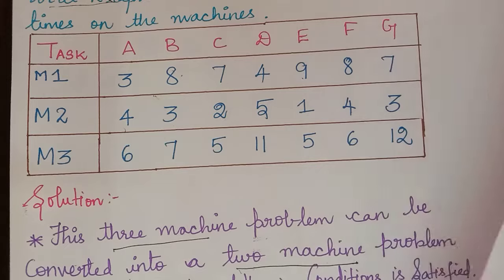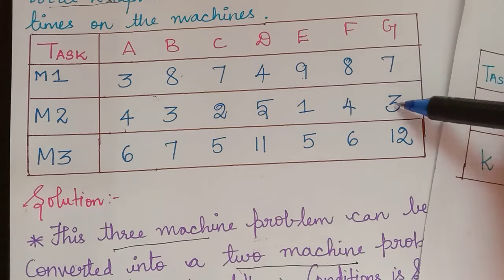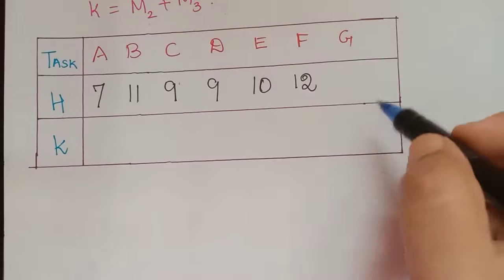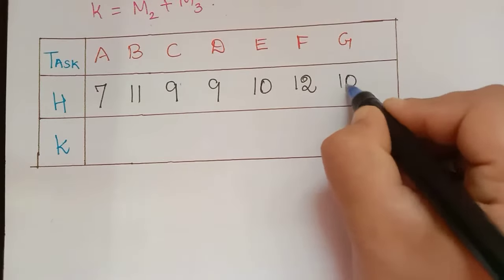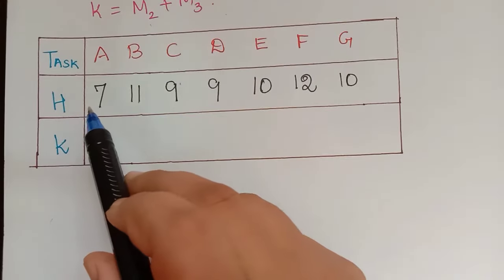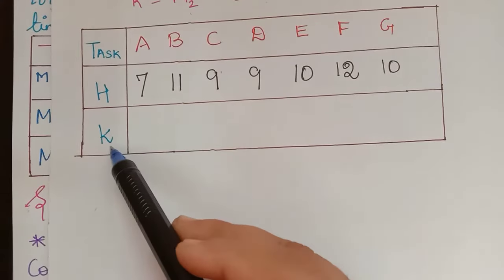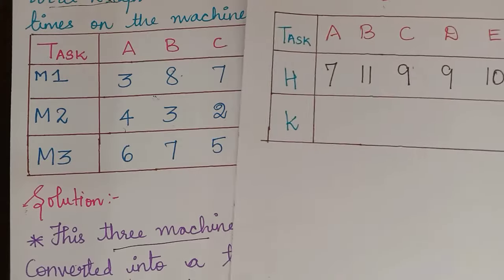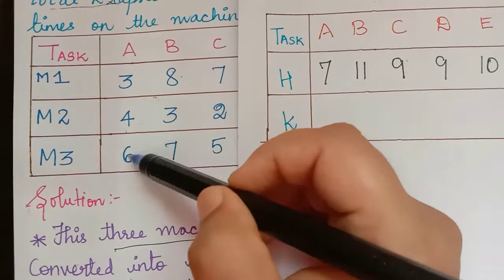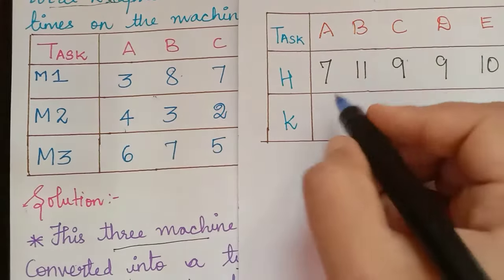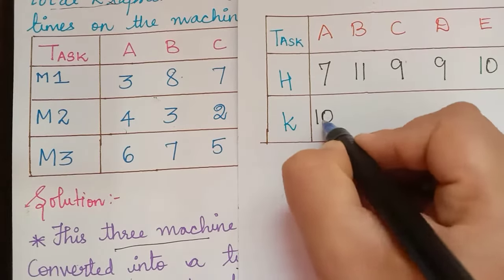So 12. And finally for G, it is 7 plus 3, which will be 10. So we have found all the processing time for mission H. Next, in a similar manner, we have to find all the processing time for K, for which we have to add mission 2 and mission 3. So 4 plus 6, which will be 10. So we have to write here 10.